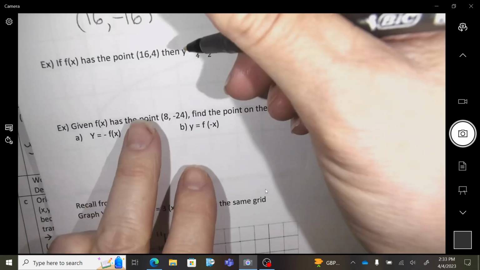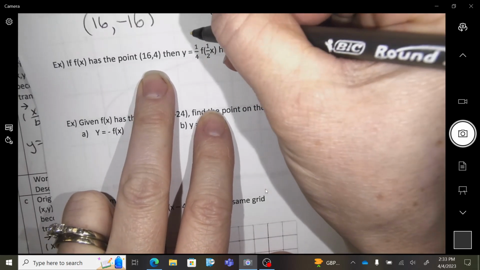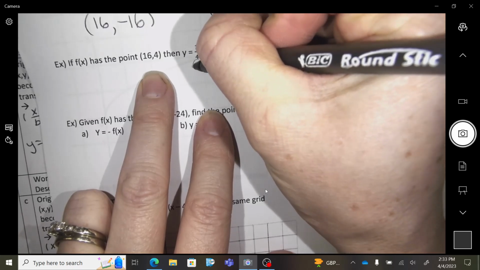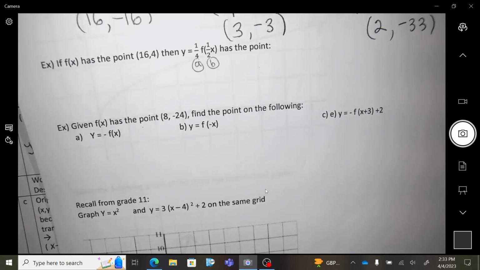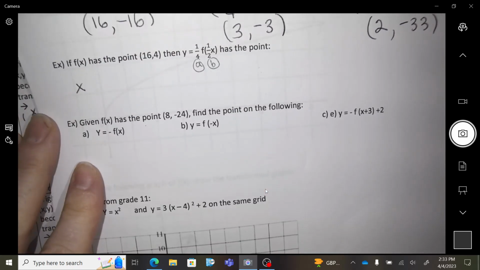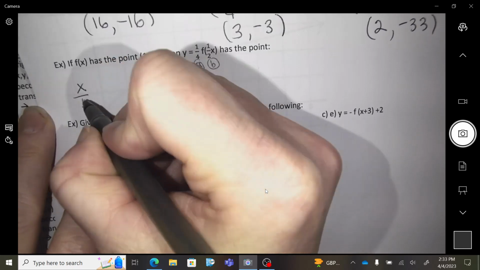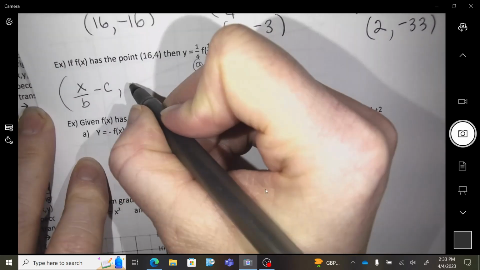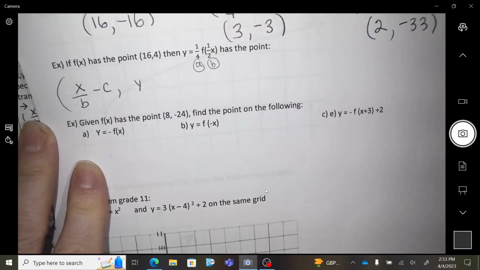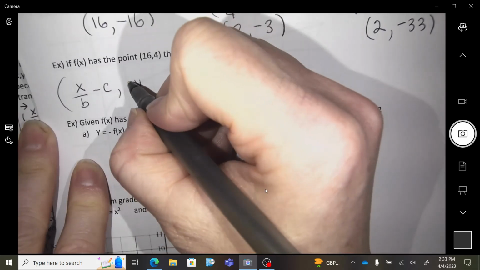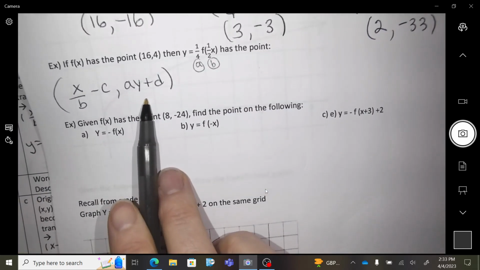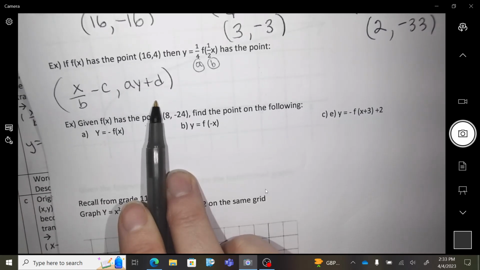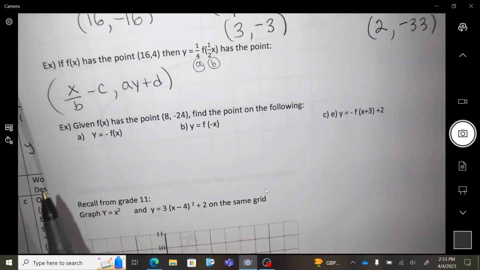First thing I would do is I would label this a quarter as which letter? An A, and this is a B. Do we remember our math coordinate? What kinds of things did we do with the X? Divide by B, subtract C. What kinds of things did we do to the Y? Multiply A and add D. Y was multiply, add. X was opposite, divide, subtract.